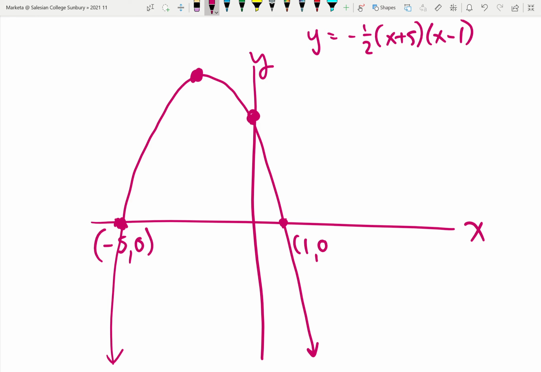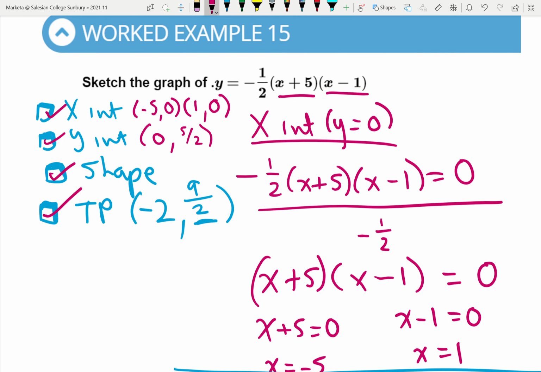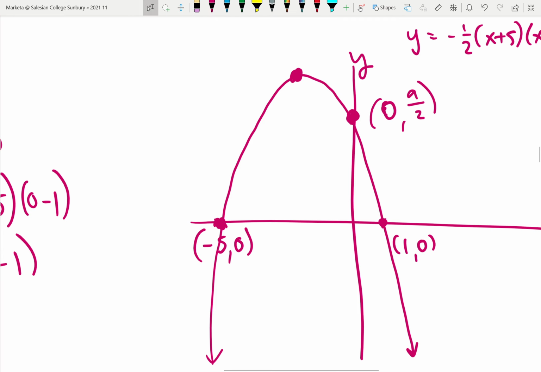So 1, 0, and what do we say? 0 for x and 9 on 2 for y. And look, be careful that you don't accidentally write the y value where the x value should be. That's another thing people like to do. Okay, so we've got the turning point negative 2 and 9 on 2.